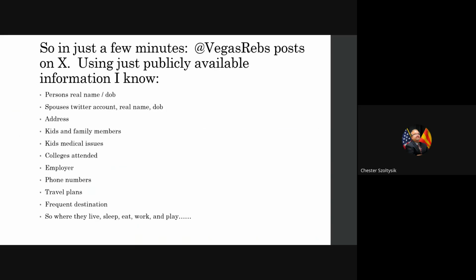So in just a few minutes, I've learned this person's real name, their date of birth, their spouse's Twitter account, real name, date of birth, address, kids, family members, medical issues, colleges, employer, phone numbers, travel plans, frequent destinations. Do you think at this point I have enough information, in the 30 seconds it took me to find this, to social engineer a hack with this guy?